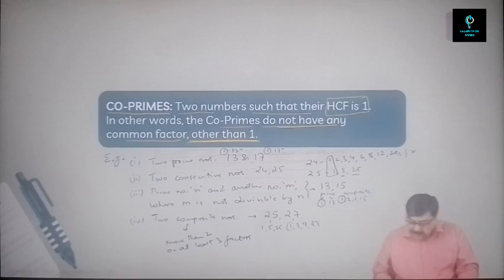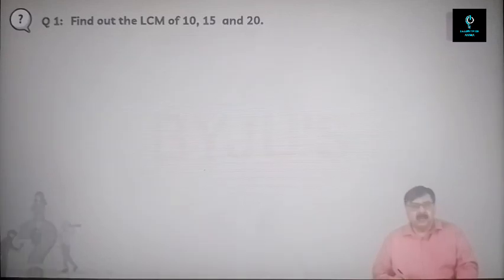Out of these, 1 is the only common factor which would divide both 25 and 27. Although 25 and 27 are not primes, and they are not consecutive numbers either, such pairs of composite numbers which have their highest common factor as 1 are also termed as coprimes. Now let us have a look at a question here.